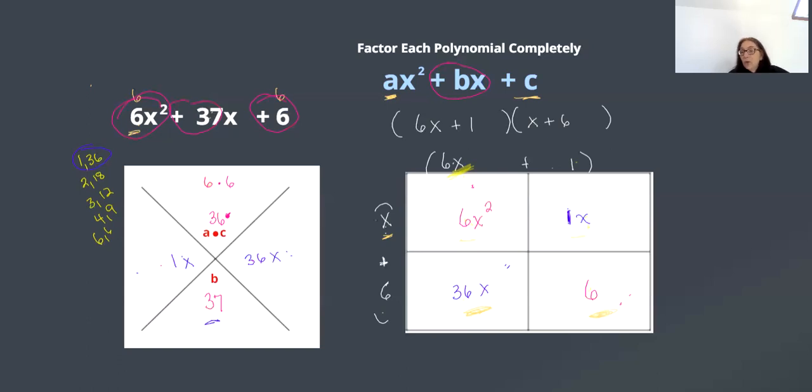If it doesn't work, you made a mistake. So this trinomial 6x squared plus 37x plus 6 factors to 6x plus 1 times the quantity x plus 6.